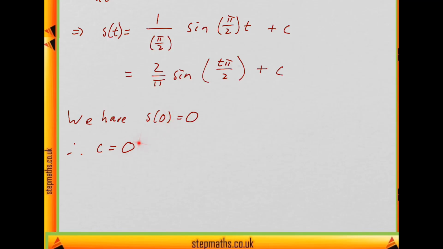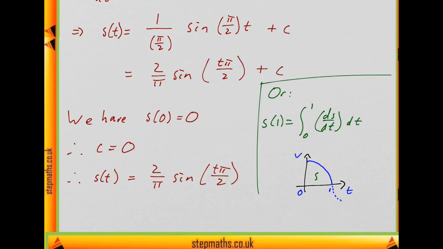So that means from here we want c to be 0, and that means that s of t is just this part, 2 over pi times sine of t pi over 2, or you could write it as pi by 2 times t again.